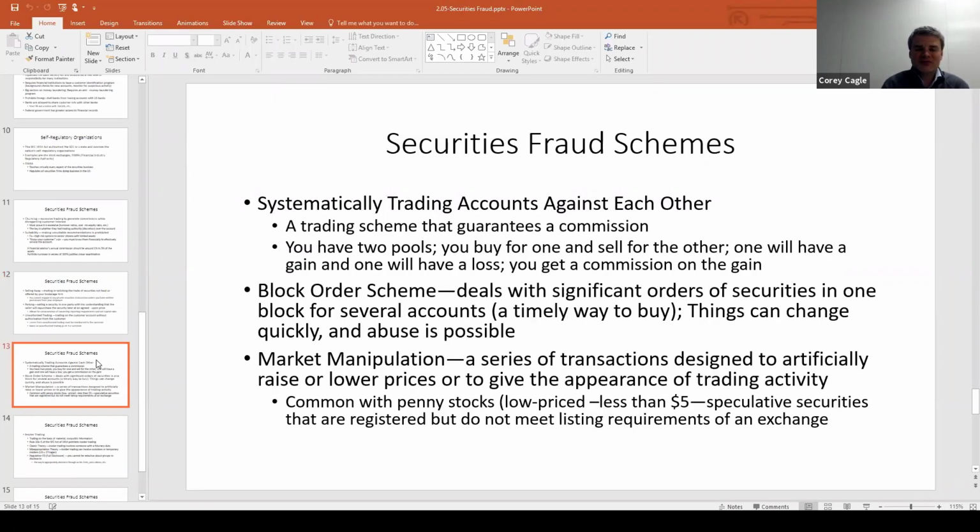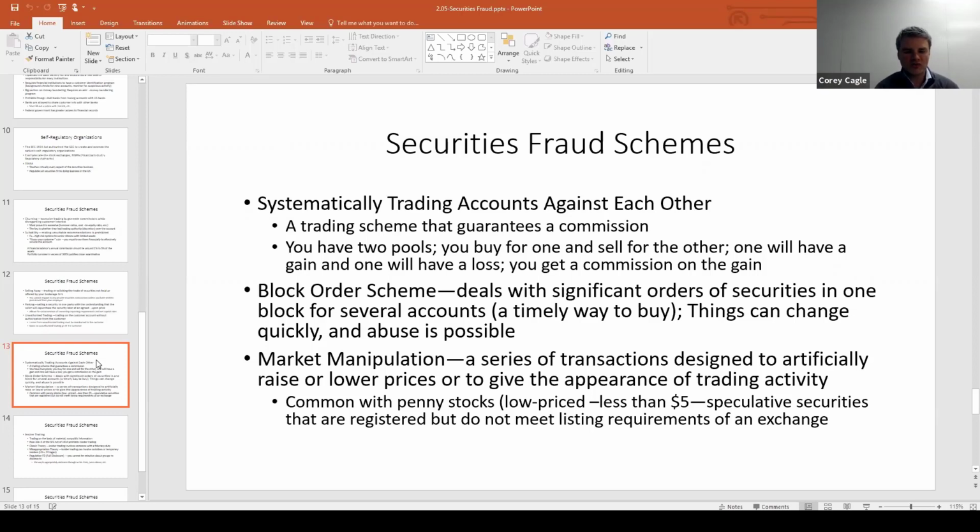Systematically trading accounts against each other. I thought this was interesting. It's a way that the broker can organize things that would guarantee them a commission. So you have two different pools. You buy for one, sell for the other. One will have a gain, one will have a loss. You get a commission on the gain. You're good to go, right? So you're not allowed to do that.